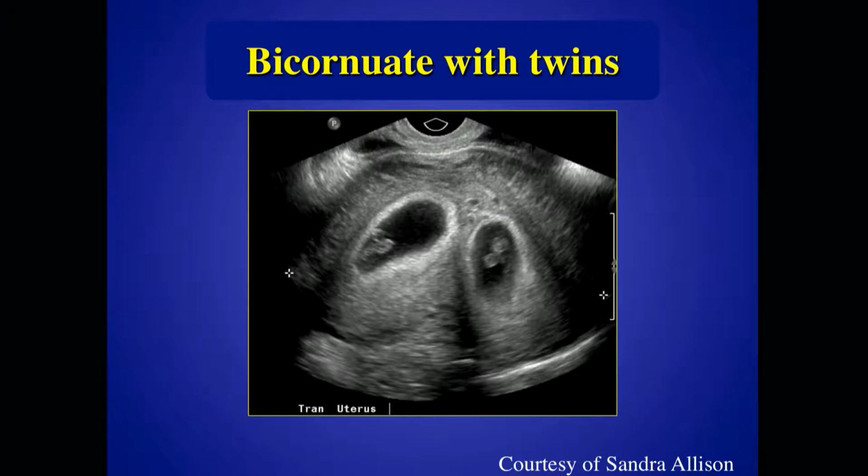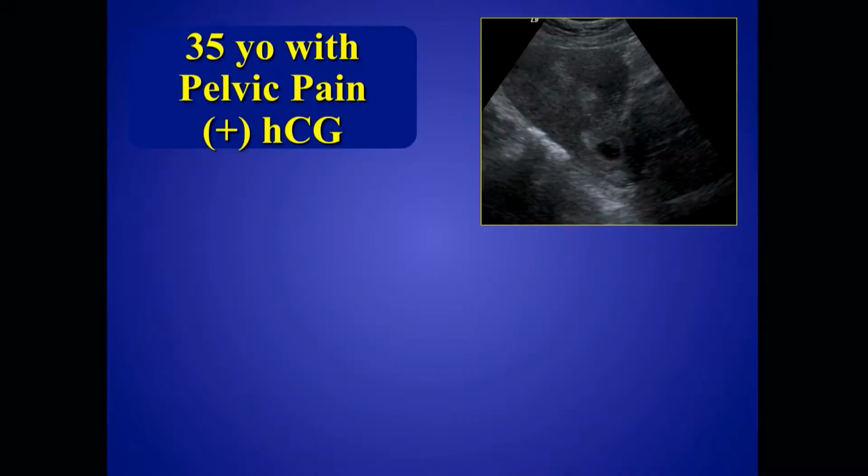And here's a case that was lent to me by Sandra Allison, where she had a case of bicornuate pregnancy with twins, one in each canal, which can also occur. So we talked about that distinction.